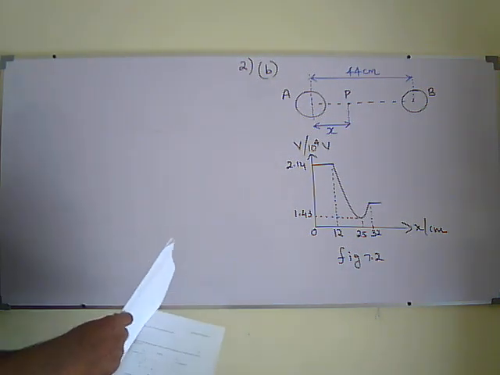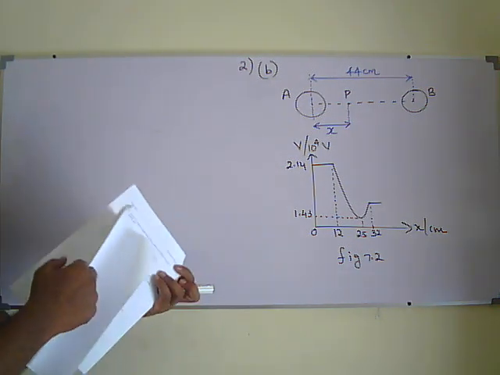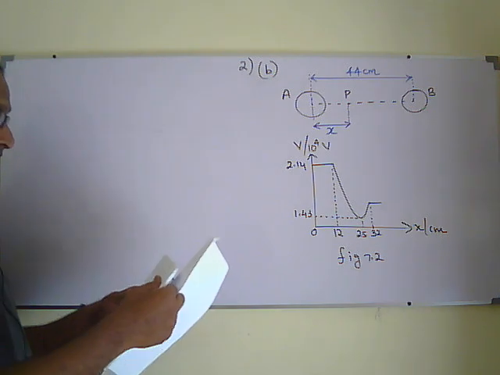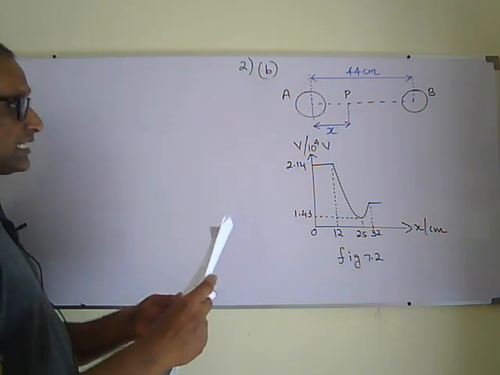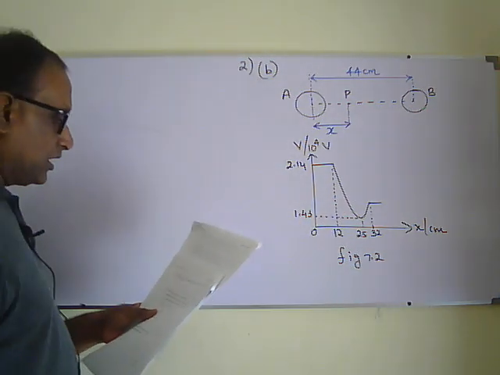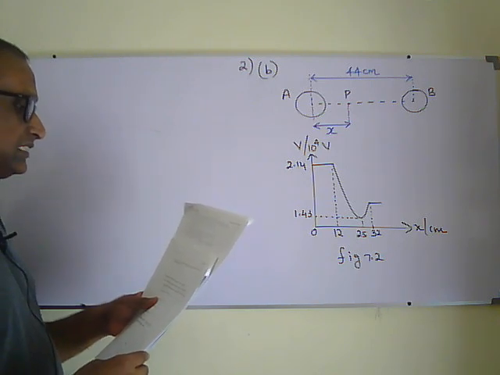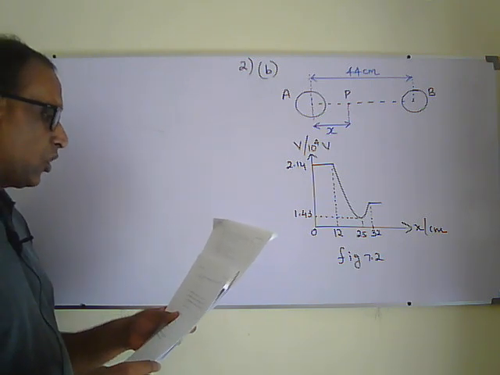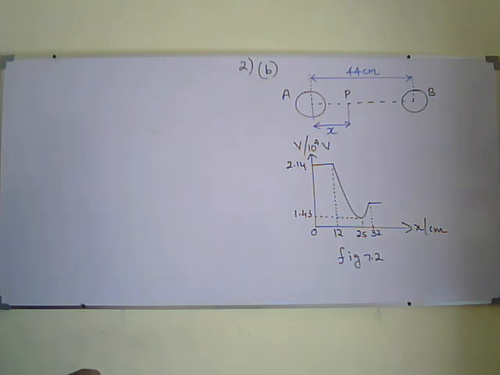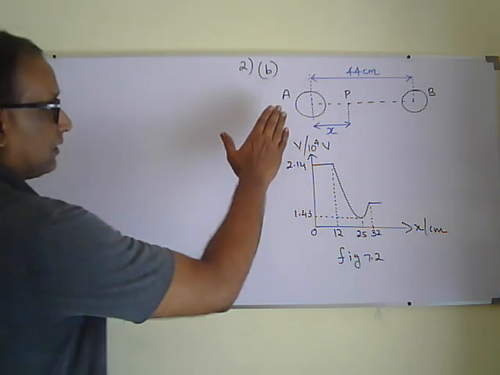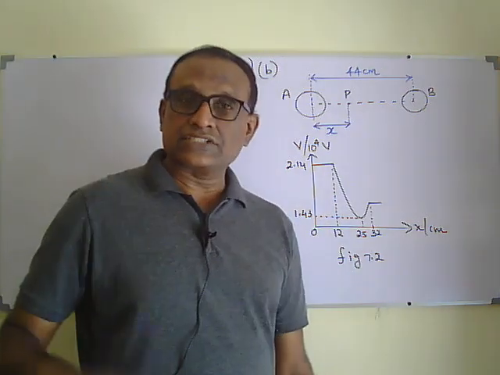So that's the first part of the B part of the second question. Use figure 7.2, this graph, to state and explain whether the two spheres have charges of the same or opposite sign. Now, they are conducting spheres.